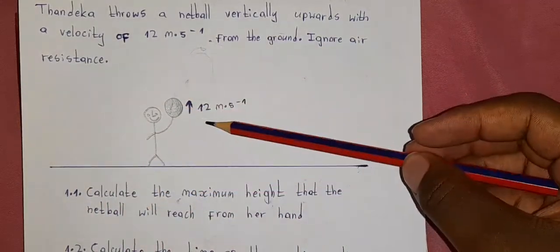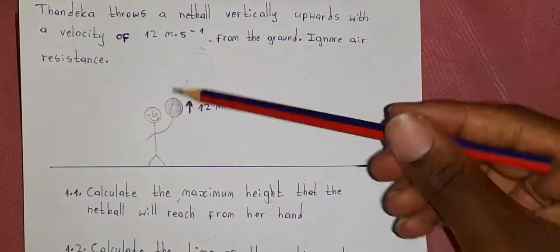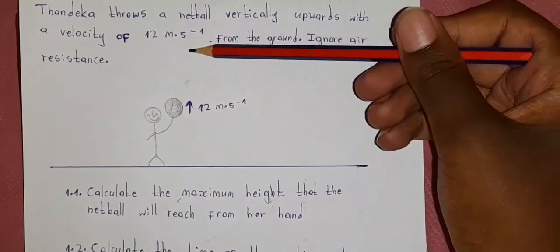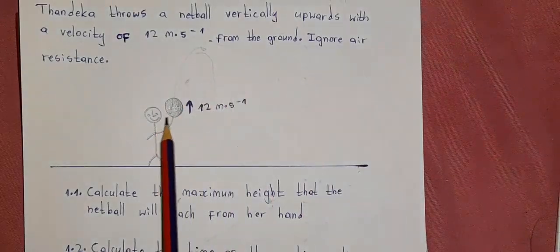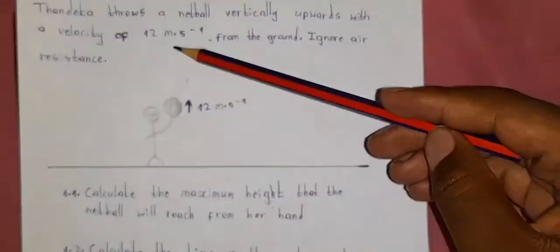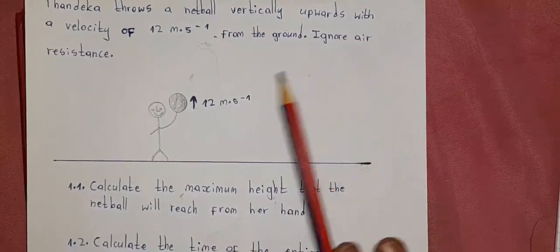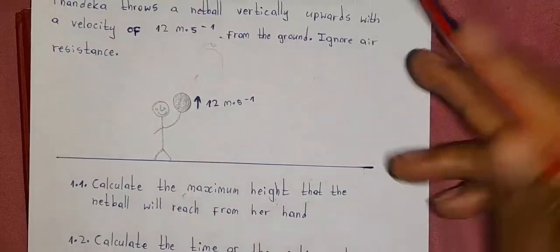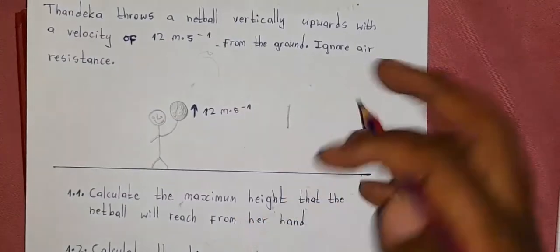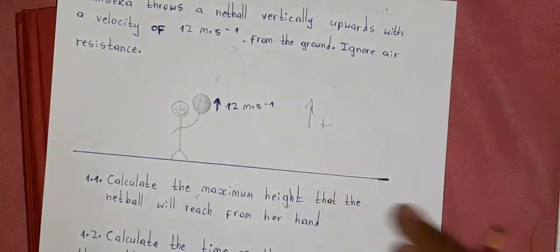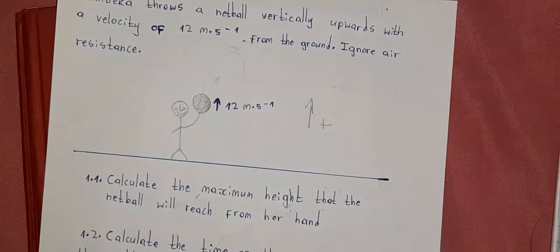So what is the maximum height from her hand that the ball will reach? We are not talking about the height from the ground to its maximum height. We are talking about the height from her hand to the maximum height. So how do we calculate that height? I'm going to choose upwards as positive. So let's solve this problem here.